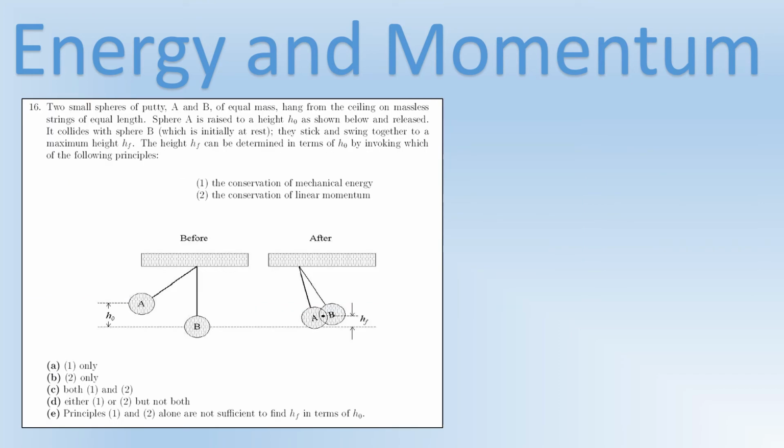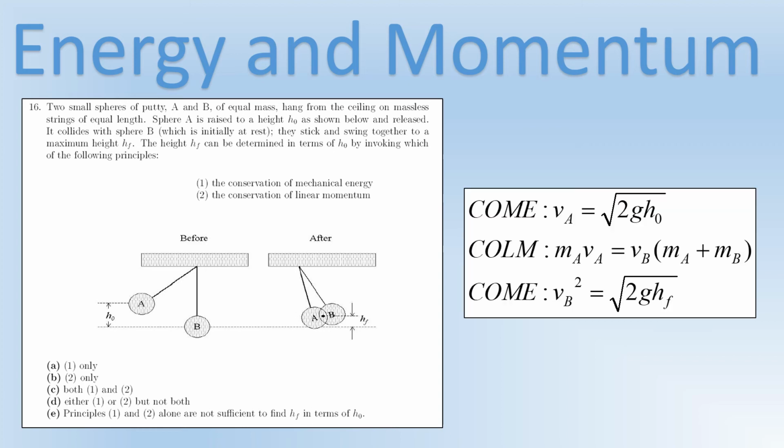Okay, so two small spheres of putty, A and B, of equal mass hang from the ceiling on massless strings of equal length. Sphere A is raised to a height h0 as shown below and released, collides with sphere B, which is initially at rest. They stick and swing together to a maximum height hf. hf can be determined in terms of h0 by invoking which of the following principles? Conservation of mechanical energy, conservation of linear momentum. So select which one or both or none you think would be necessary.